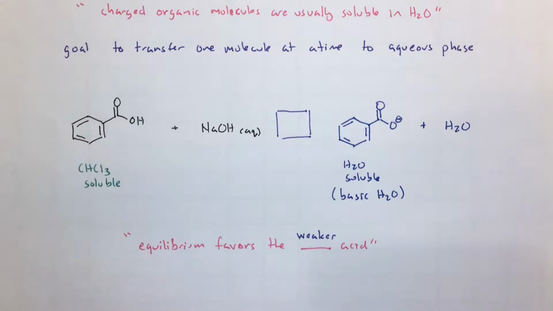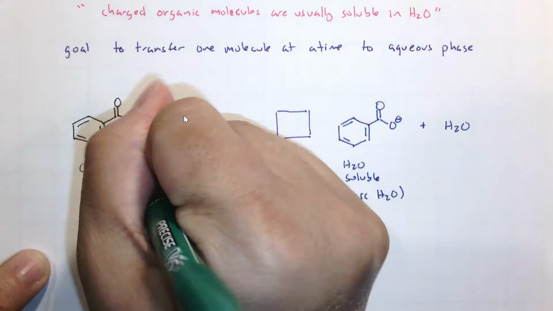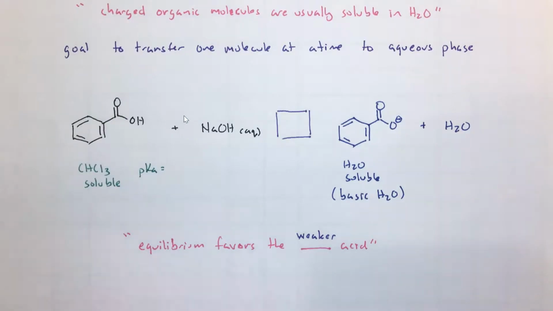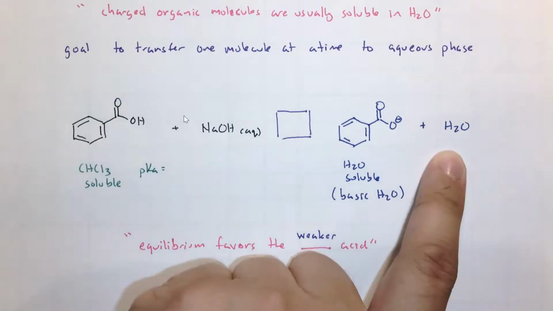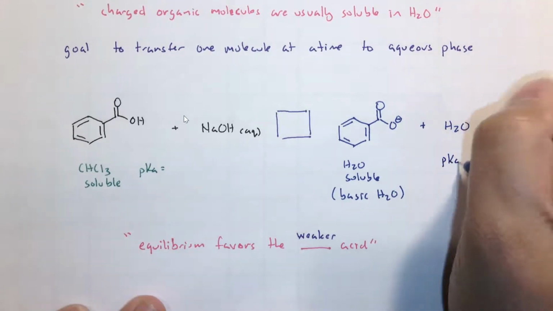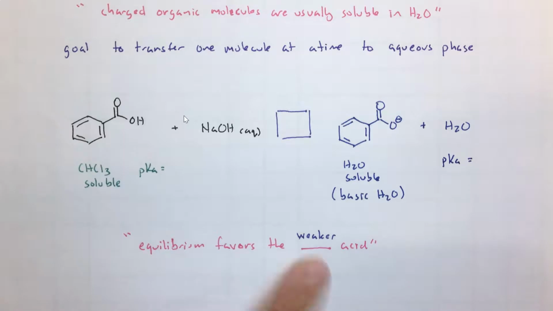Let's look at the pKa's. The acid on the left side is the carboxylic acid. We need the pKa of this carboxylic acid. The acid on the right side is this, the conjugate acid of the base. So this is the pKa we want, the pKa of water. And we're going to find out which one's weaker. Draw our equilibrium arrow.